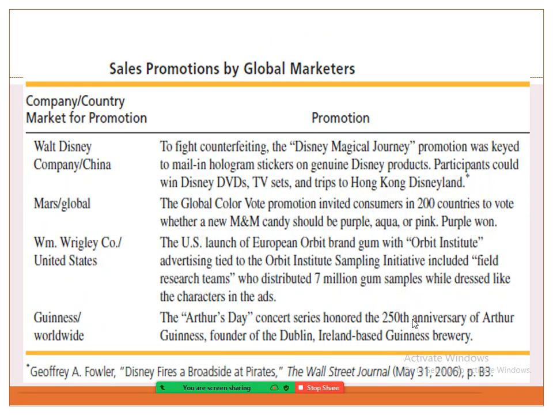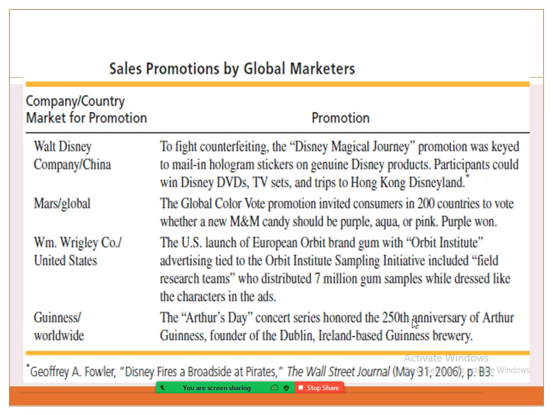So this particular table, sales promotions by global marketers. On the left hand side, you have the company or country market for promotion and what promotional activities they have undergone. That is displayed in this particular table, sales promotion by global marketers. Walt Disney Company, in China, to fight counterfeiting, the Disney Magical World promotion was key to mail hologram stickers on genuine Disney products. Participants could win Disney TVs, television sets, DVDs, and trips to Hong Kong Disneyland.